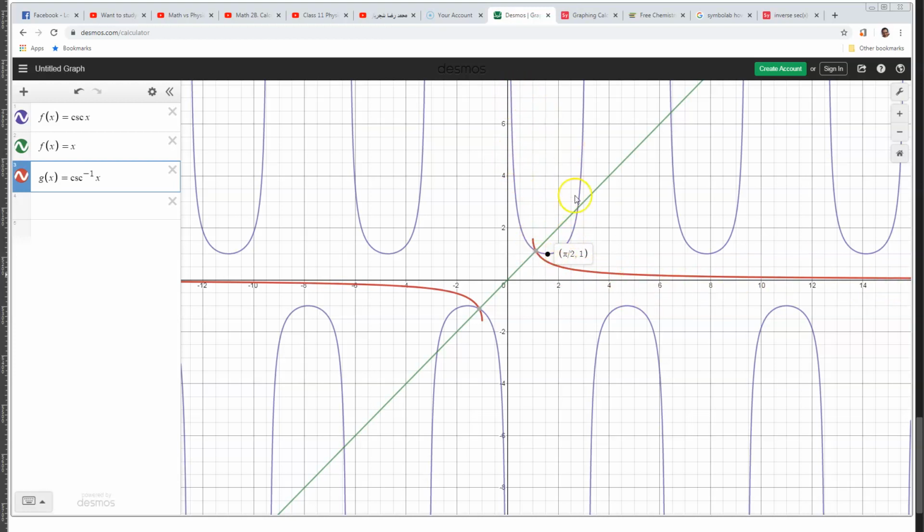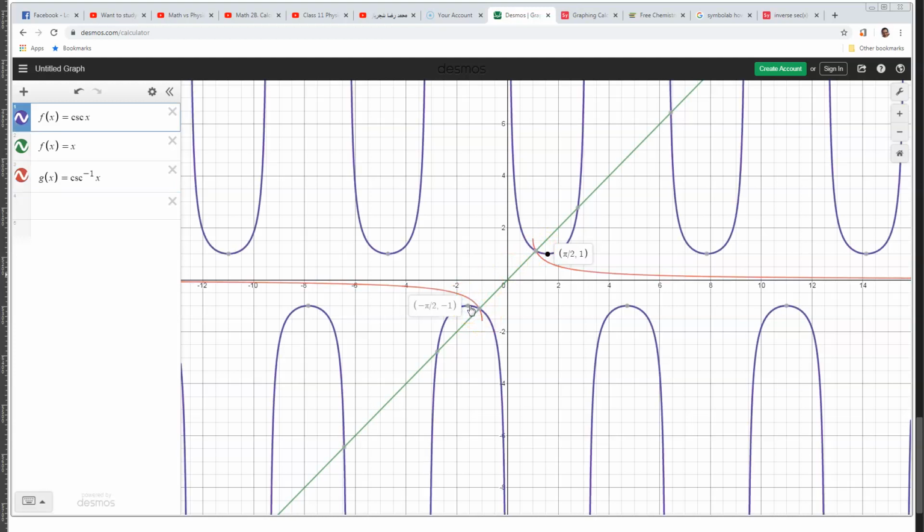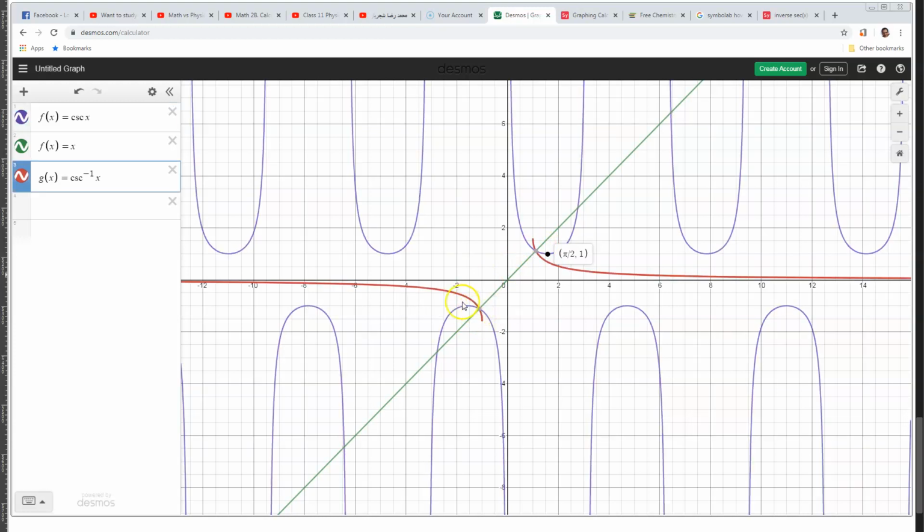Meaning that, for example, this point goes through this line and then gives you this point. This point goes through this line, gives you this point, and so on and so forth. And moreover, this point over here, negative pi by 2, and this point are symmetric about the line, and then the rest of the function right here is going to give you the rest of this graph, and then the graph is going to be the graph of the function f of x is equal to cosecant inverse of x.